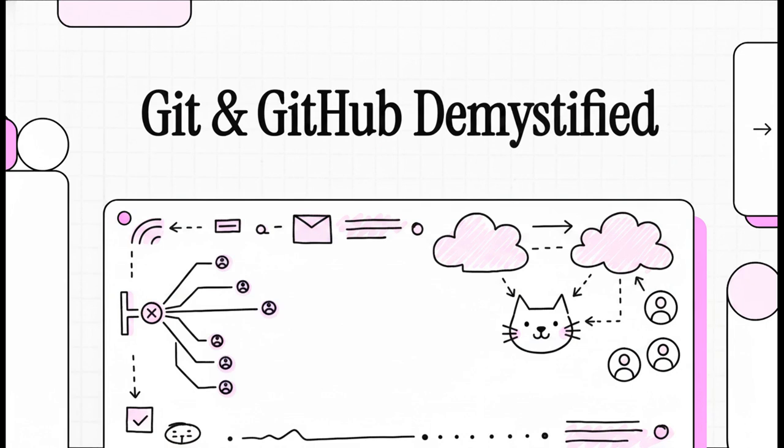In this Explainer, we're mapping out the ultimate developer's roadmap to mastering modern software engineering tools. Whether you're writing your very first line of code, or you've been building apps for years but never really looked under the hood, stick around. We are going to completely demystify Git and GitHub for you today.